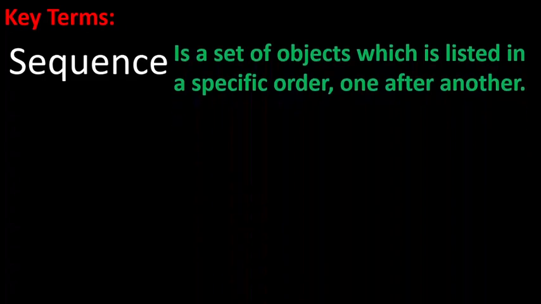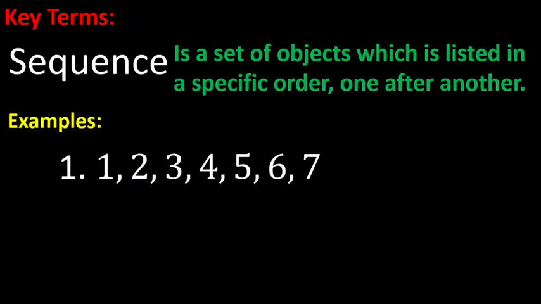Okay? Next, actually, those things are called sequence. Key terms to remember: sequence. What is a sequence? A sequence is a set of objects which is listed in a specific order, one after another. So, yung ginawa nating let's discover na activity, it will lead you to sequence. Let's have an example.